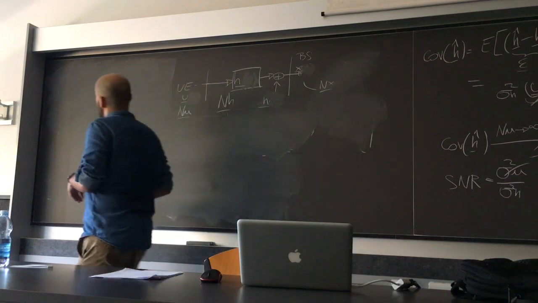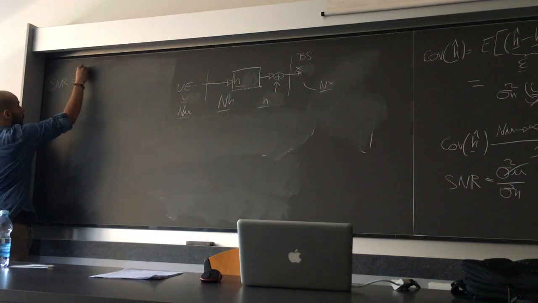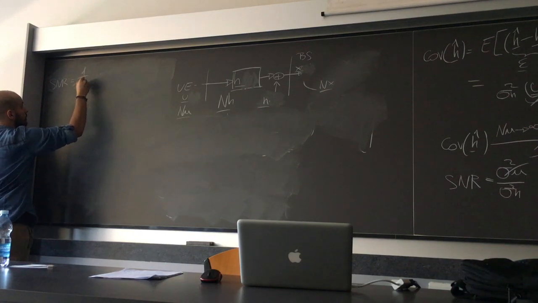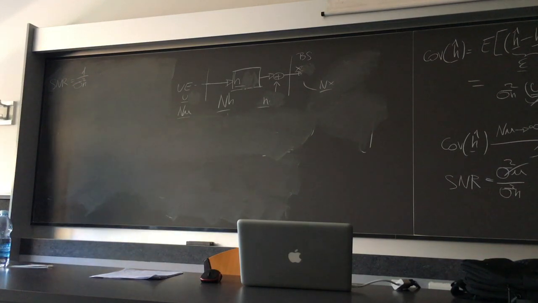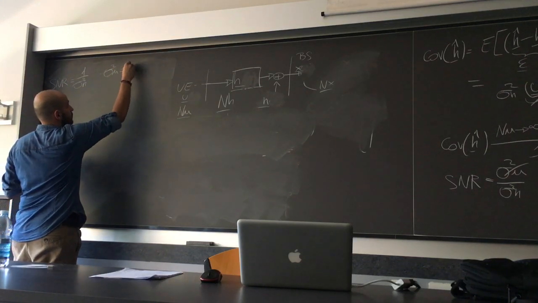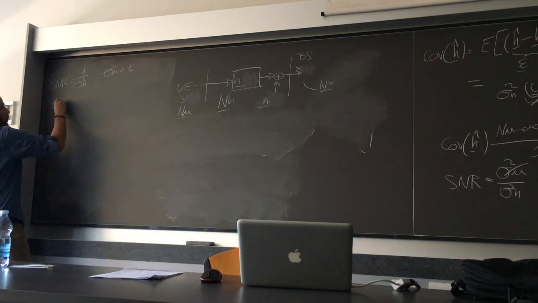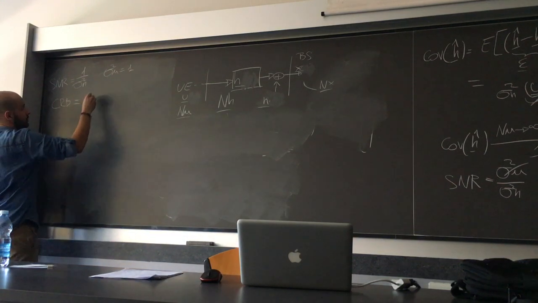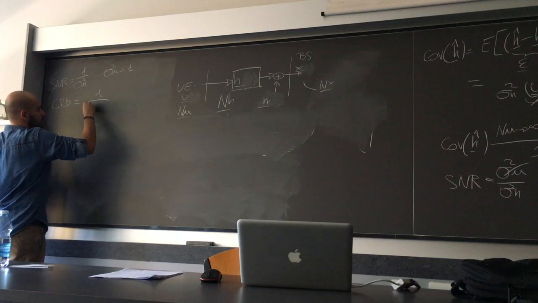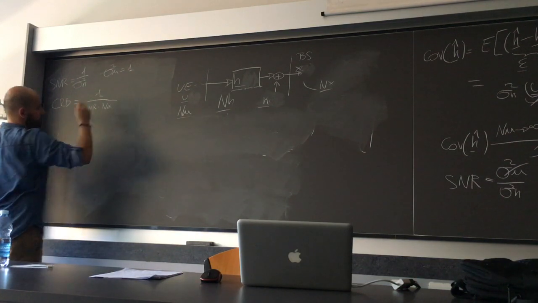What else do we need? We need to know that the SNR is 1 over the power of the noise. We need to know that sigma u is equal to 1. We need to know that our limit is equal to 1 over SNR and u.